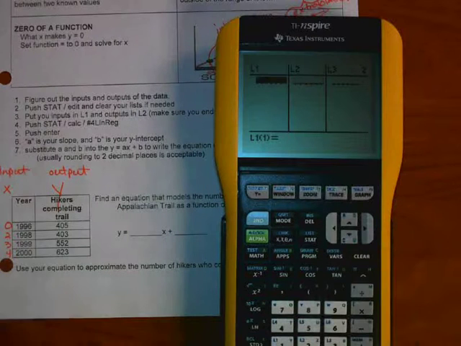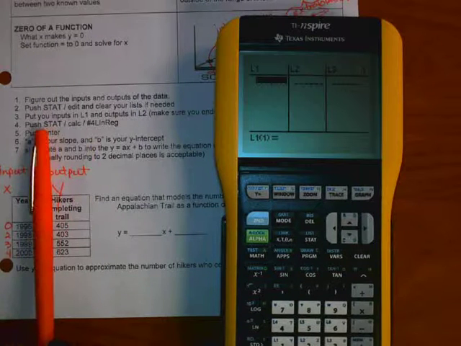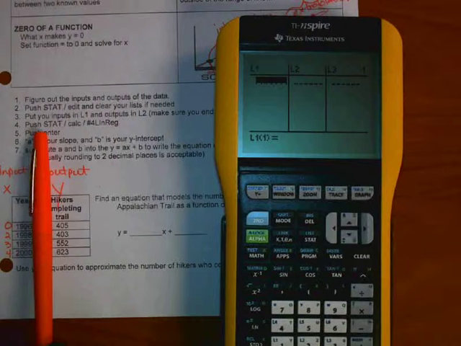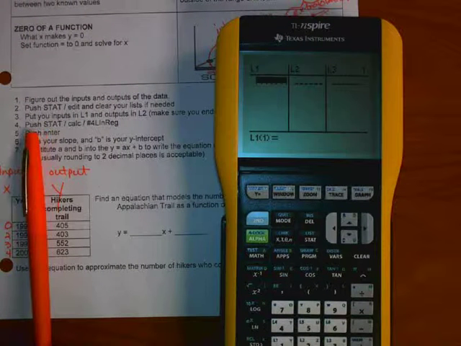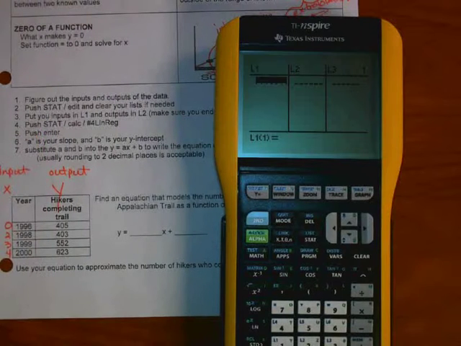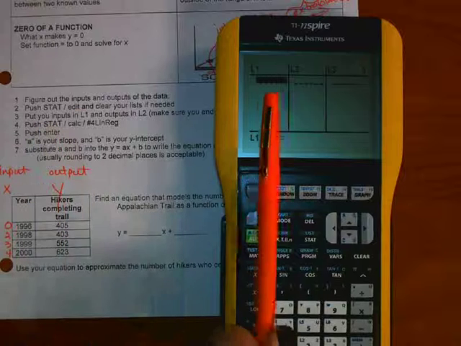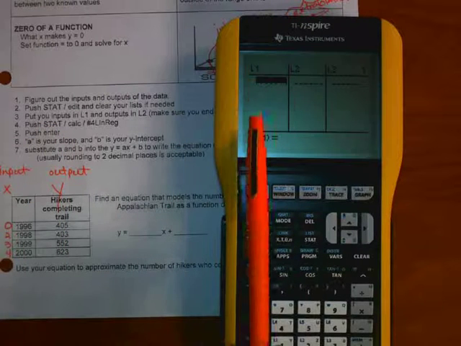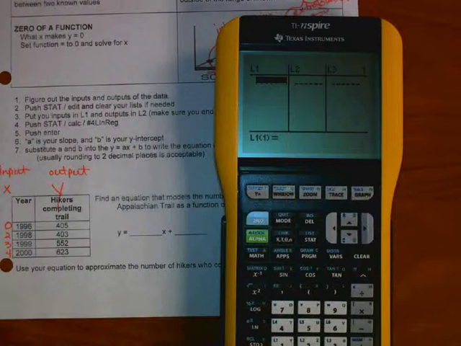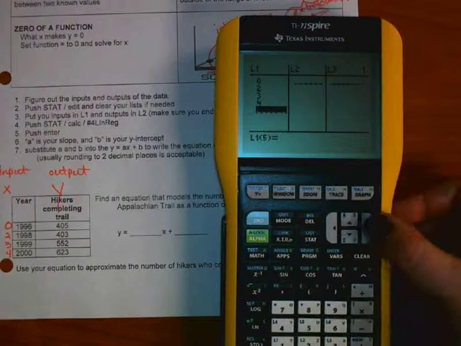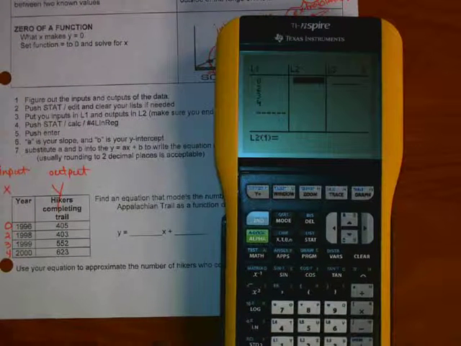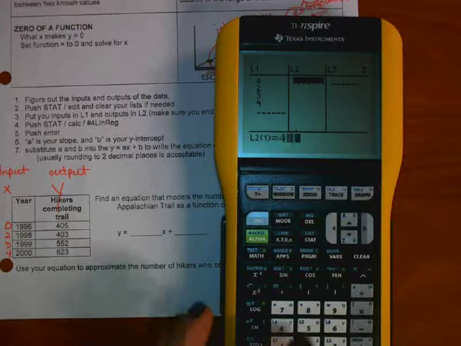We're going to enter our data. Did you arrow down then after you hit clear? Okay, you're going to put your inputs into L1. That means you're going to put your X's into L1 and your Y's into L2. So go ahead and do that. We're going to use 0, 2, 3, and 4. Then we're going to arrow over, and you're going to put your outputs, your Y values.